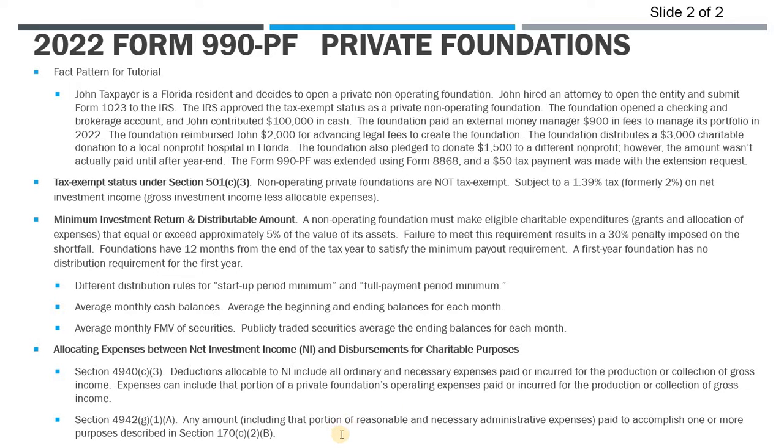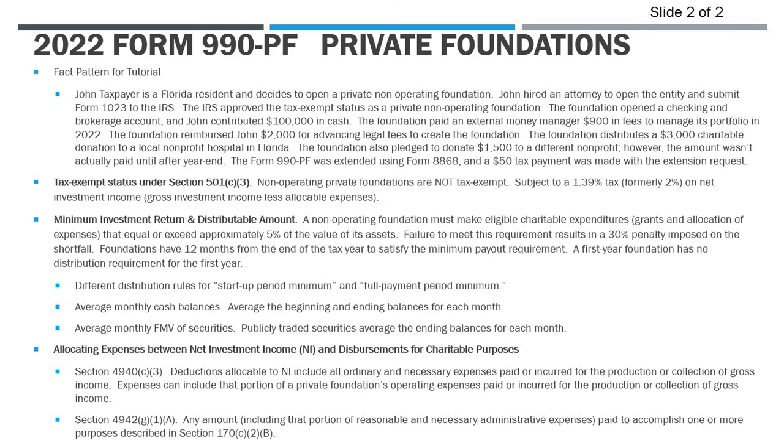And then the same goes for the charitable disbursements, right? So any amount, including that portion of reasonable and necessary administrative expenses paid to accomplish those charitable purposes as defined in Section 170(c)(2)(B). So 170(c)(2)(B) is that definition of what it means to be a charitable contribution, right? Organized and operated exclusively for religious, scientific, charitable purposes, and so on.